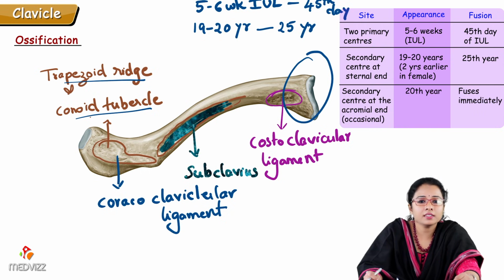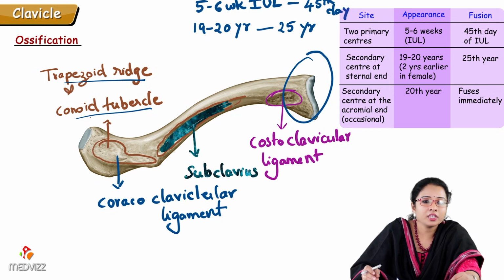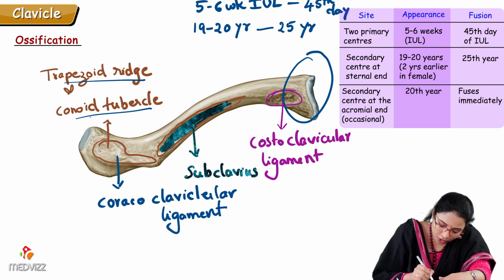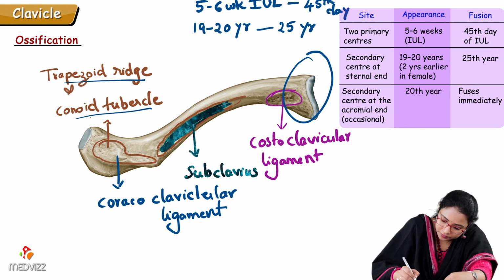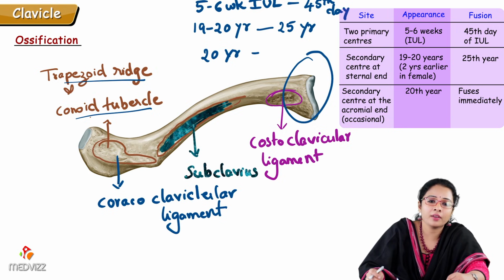And the secondary center for the acromial end, that is for the lateral end, appears occasionally. It is not always present. Suppose if it is present, it appears during 20th year, and it fuses immediately as soon as it appears. So this is about the ossification of the clavicle.